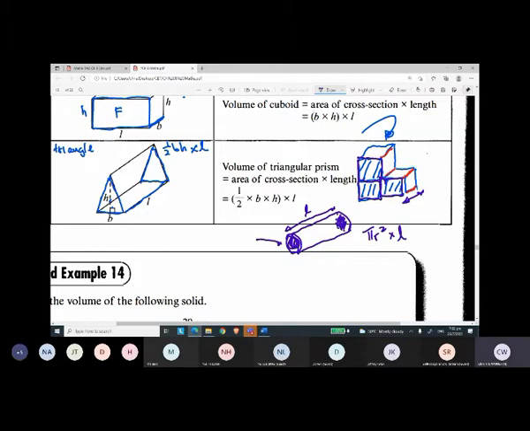Anybody want to ask me anything? Feel free to ask now. Hello, Mr. Wong. Yes. I don't really understand. How do you see if it's a prism? Is it because it's like a 3D thing?